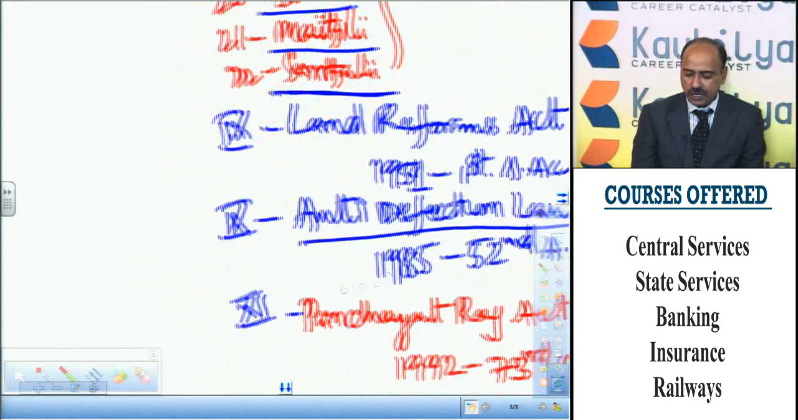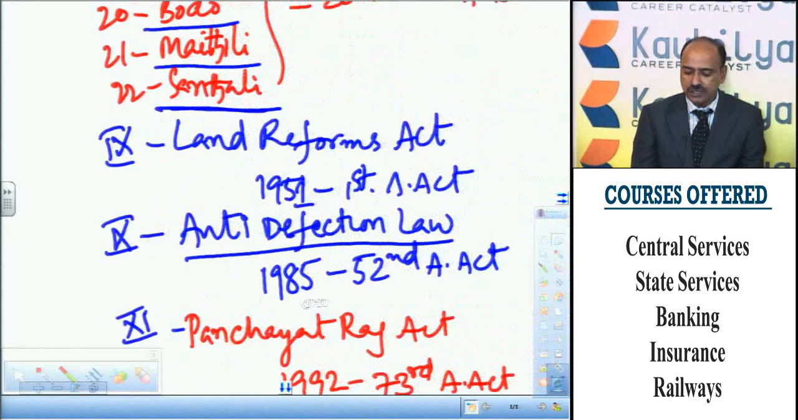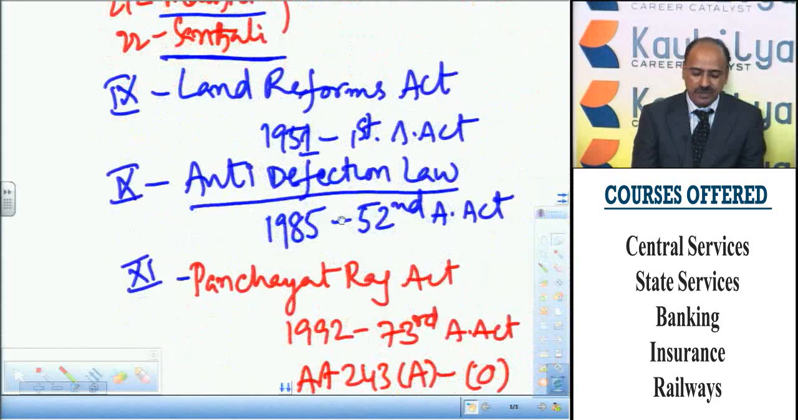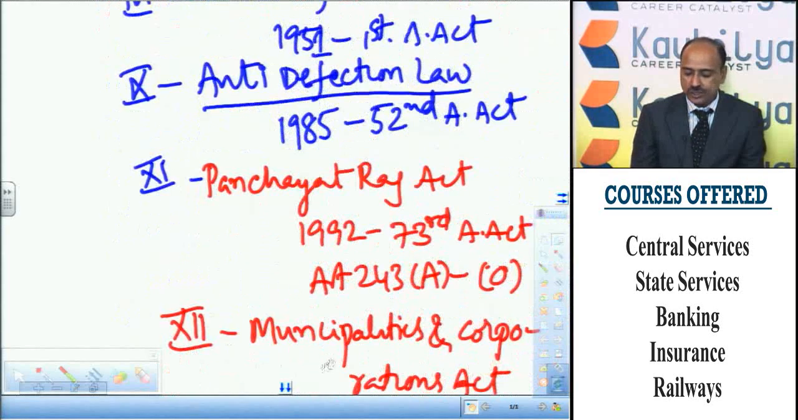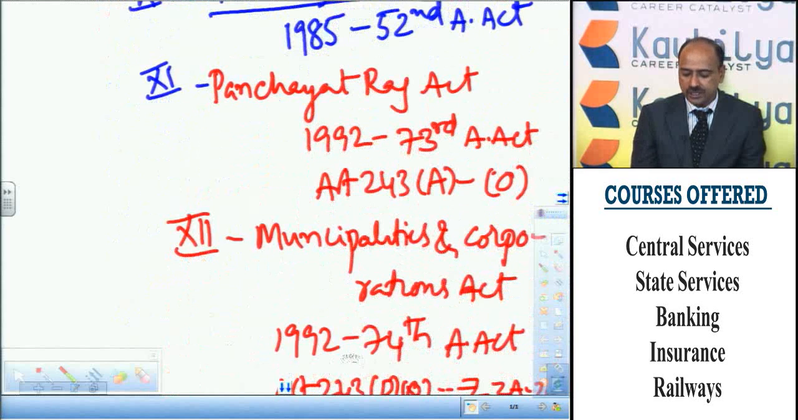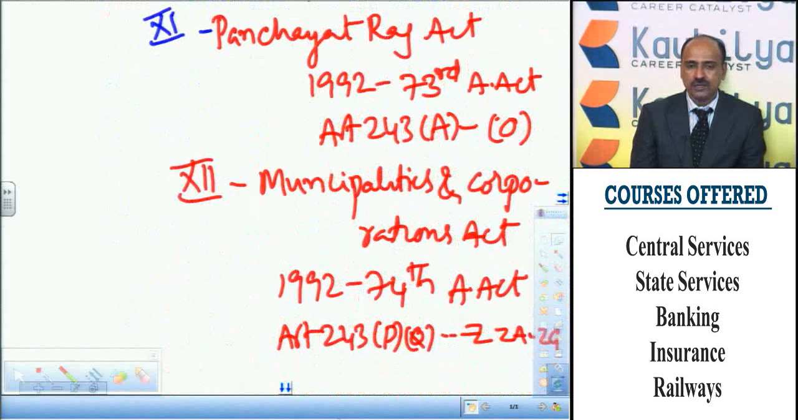10th Schedule, Anti-Defection Law, 1985 through the 52nd Amendment Act. 11th Schedule, Panchayat Raj Act, 1992 through the 73rd Amendment Act. 12th Schedule, Municipalities and Corporations Act, 1992 through the 74th Amendment Act. These are the main important schedules. You concentrate. Thank you.